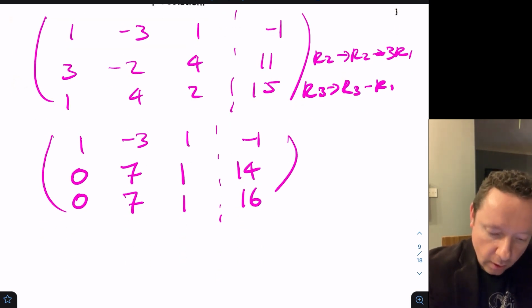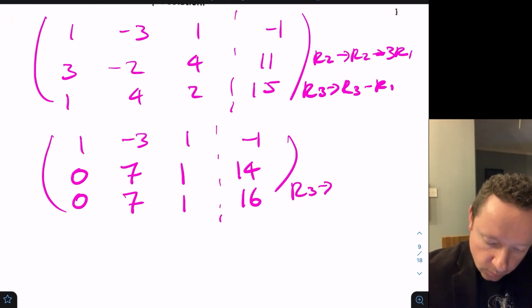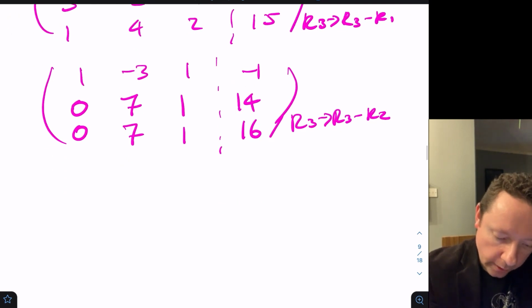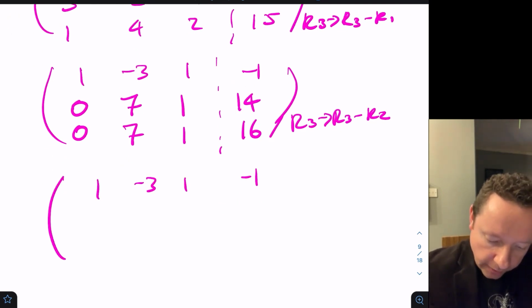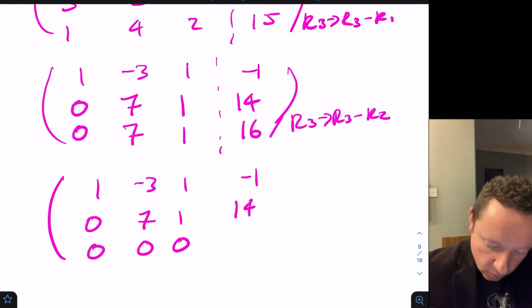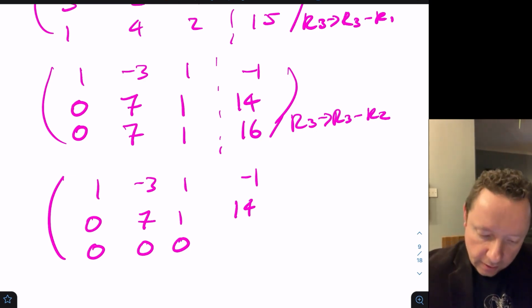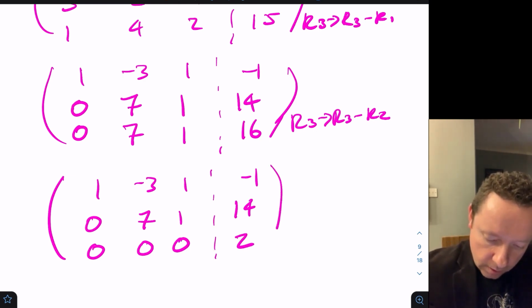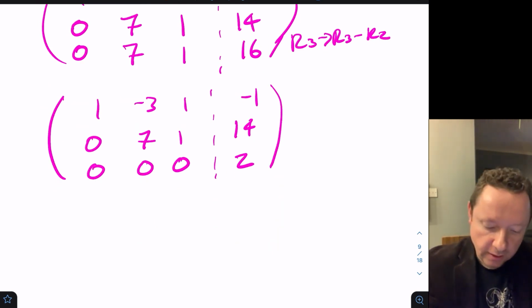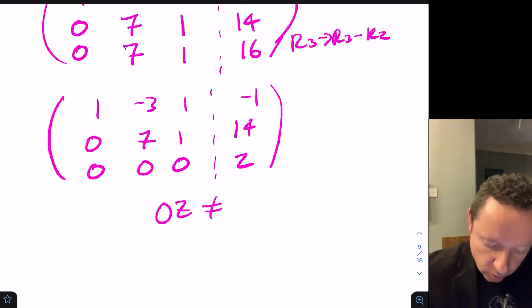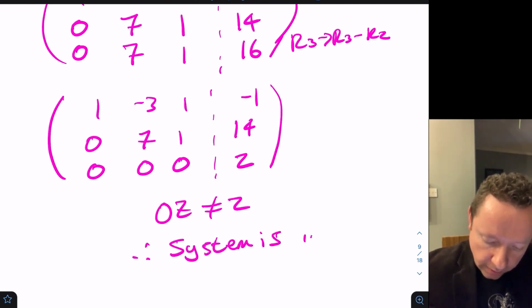Now we can get a 0 in this place by doing this minus this. So row 3 becomes row 3 minus row 2. So we can have 1, minus 3, 1, minus 1; 0, 7, 1, 14; 0, 7 minus 7, 0, 1 minus 1 is 0, 16 minus 14 is 2. 0x plus 0y plus 0z equals 2. 0z cannot equal 2, so therefore the system is inconsistent.